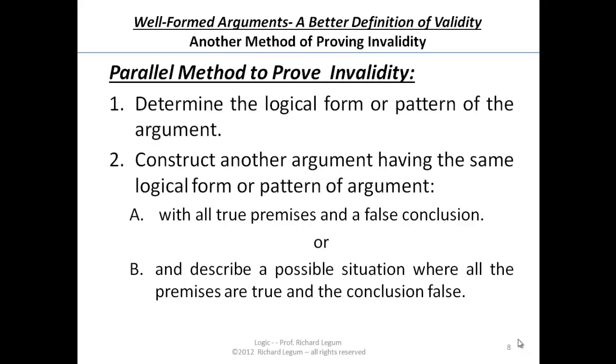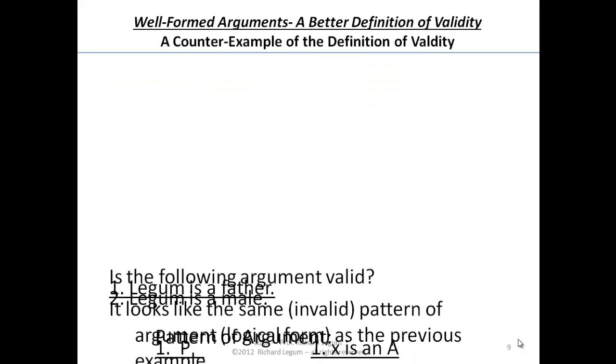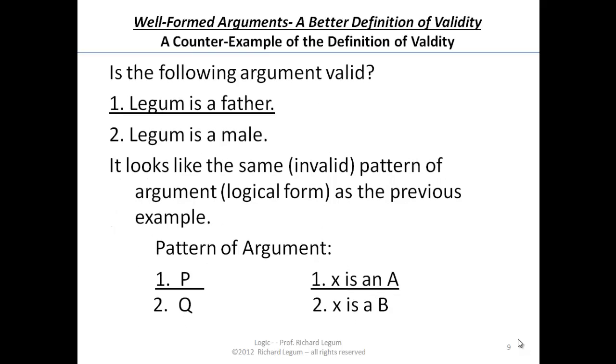Now let's turn to our example and see if it works. We said, is the following argument valid? Legum is a father, therefore Legum is a male. Well, it looks like the same invalid pattern of argument as we had in the Clifford example, right? Clifford is a dog, therefore Clifford is a mammal.